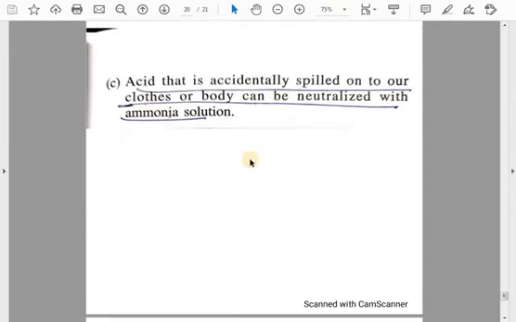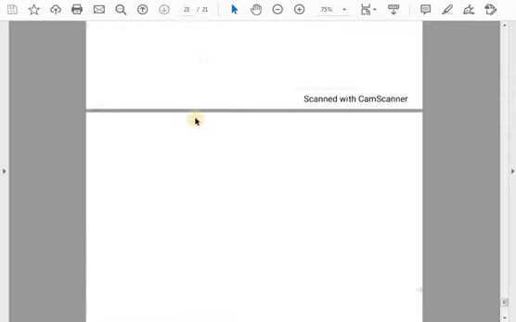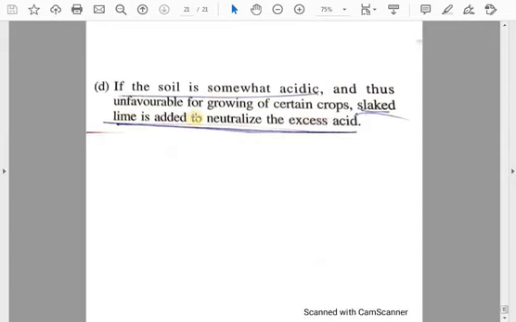Next, acid is accidentally spilled onto our clothes or body sometimes. It can be neutralized by ammonia solution, which is called ammonium hydroxide or NH4OH. Last is, if soil is in some case acidic and unfavorable for growing certain crops, slaked lime is added to neutralize the excess acid. This is the end of the 2B.